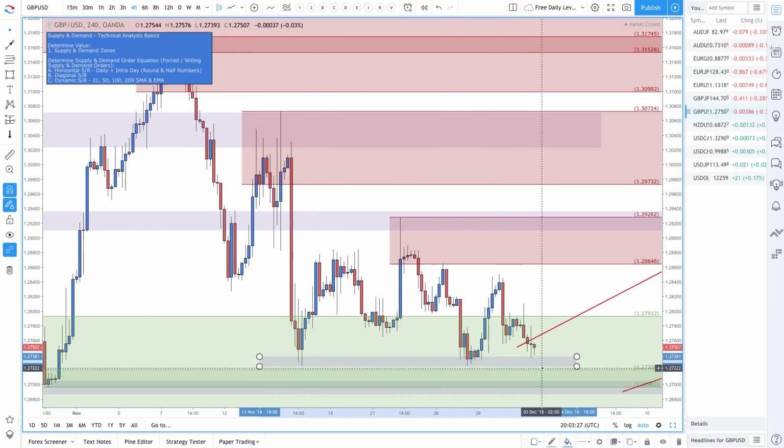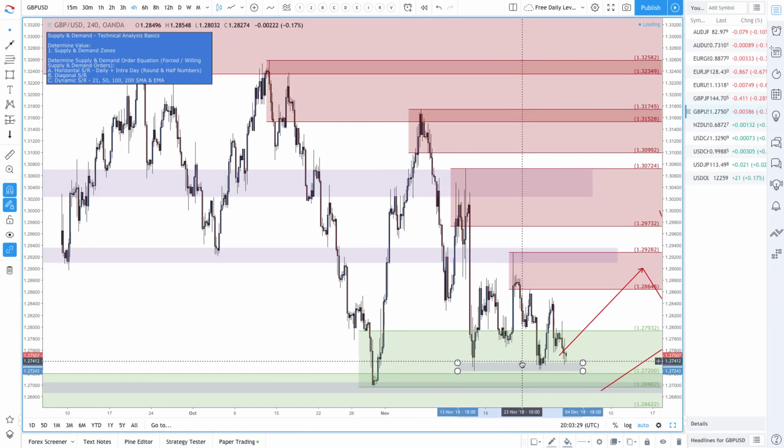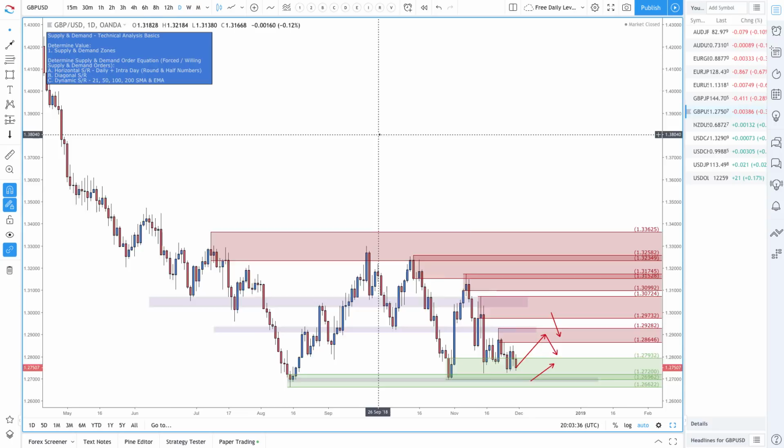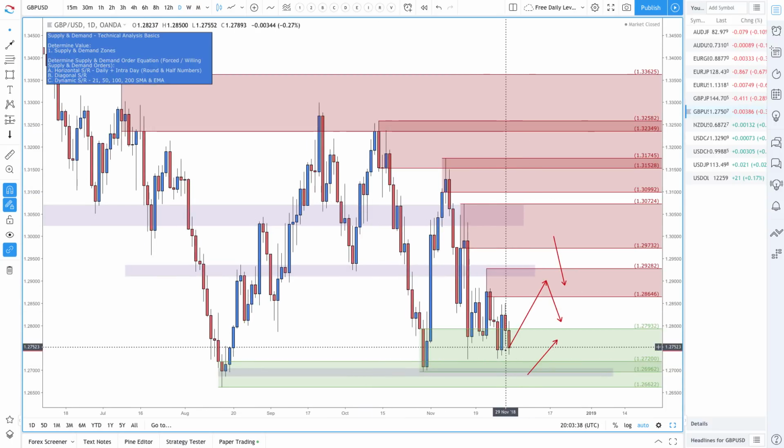Yeah, you've got support, support, support. But again, is it the best move to take? If you do want to be a buyer and you think that the pound is cheap down here compared to the dollar, then be my guest and look for a buy trade. I'll be looking for pullbacks into areas of supply this week if we do get any.